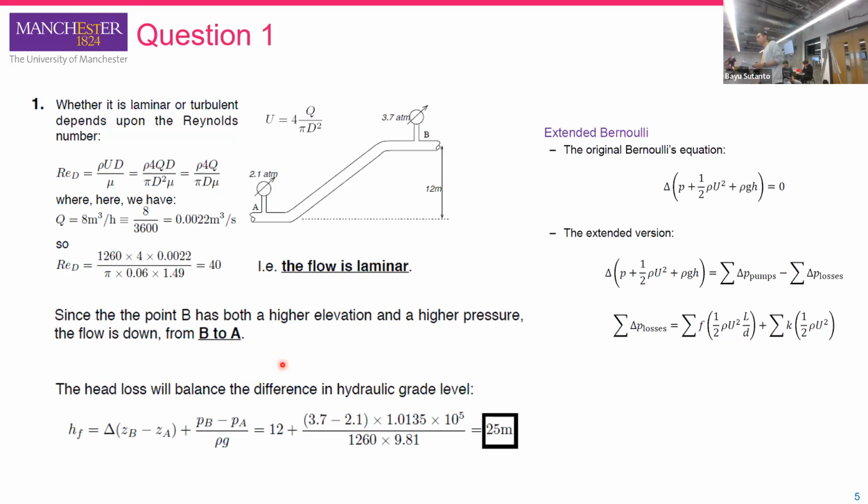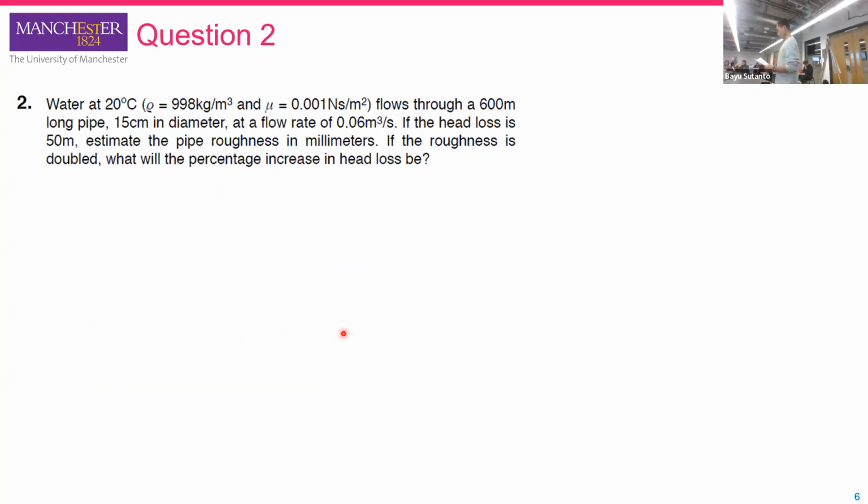Okay, we can continue to question 2. The next is about water with the temperature 20 degrees Celsius, given the properties, density and viscosity. The pipe is 600 meters long with a diameter of 15 centimeters, and the flow rate is 6 meters cubic per second. The head loss is 50 meters, so we need to estimate the pipe roughness in millimeters. And if the roughness is doubled, what will be the percentage increase of the head loss?